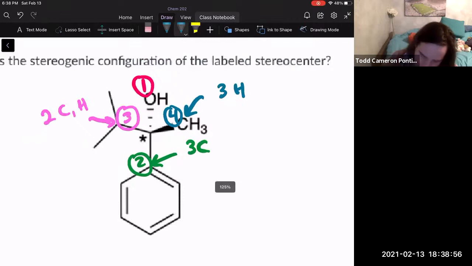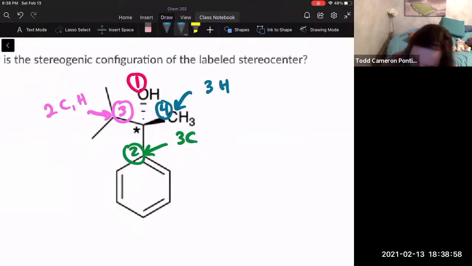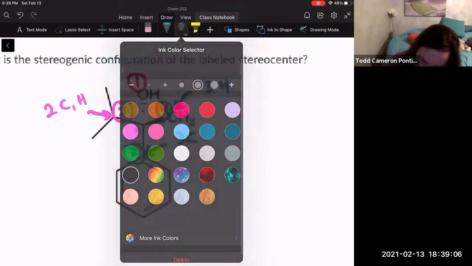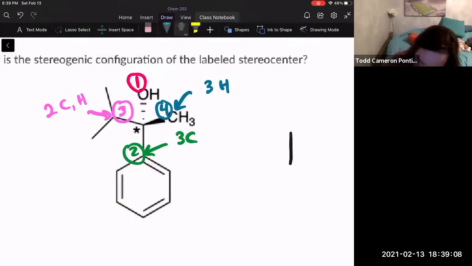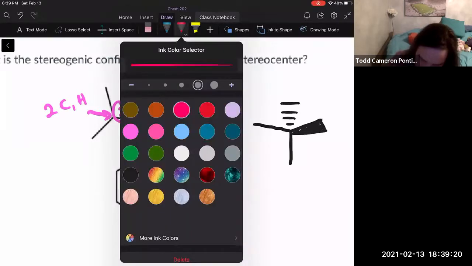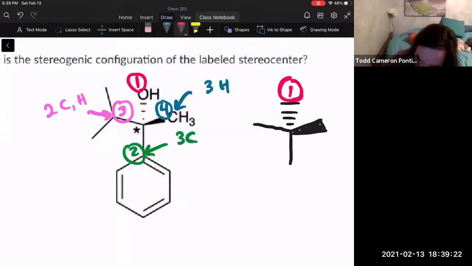So now what I like to do to figure out stereo, the configuration, is I like to redraw this as a like little cartoon. So what I mean by that is I'm going to draw basically the same exact skeleton, except no actual atoms bonded to it. So notice that my wedges are the same, they're oriented the same way. And then I'm just going to put my numbers on here. So this is priority 1. Over here we have priority 3. Down here we have priority 2. And here we have priority 4.